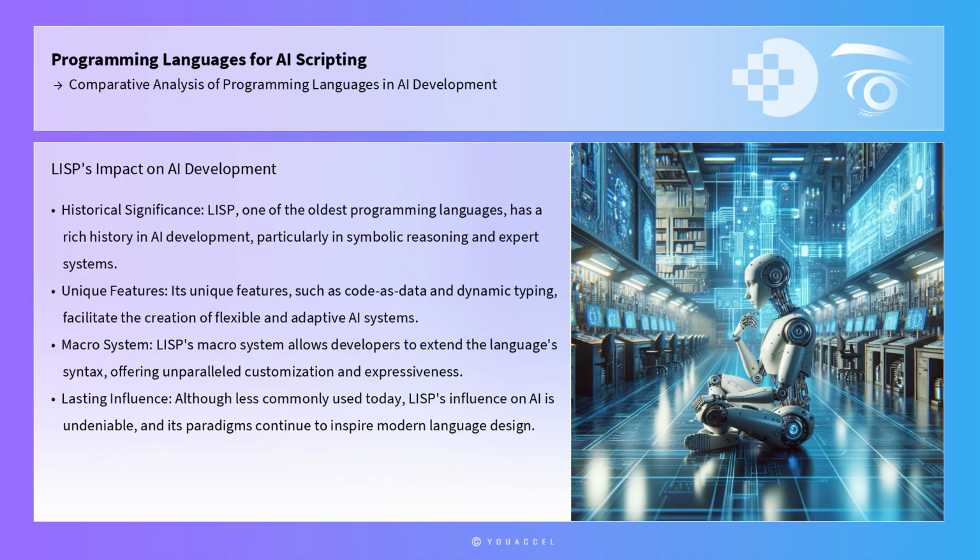Lisp, one of the oldest programming languages, has a rich history in AI development, particularly in symbolic reasoning and expert systems. Its unique features, such as code as data and dynamic typing, facilitate the creation of flexible and adaptive AI systems. Lisp's macro system allows developers to extend the language's syntax, offering unparalleled customization and expressiveness. Although less commonly used today, Lisp's influence on AI is undeniable, and its paradigms continue to inspire modern language design.